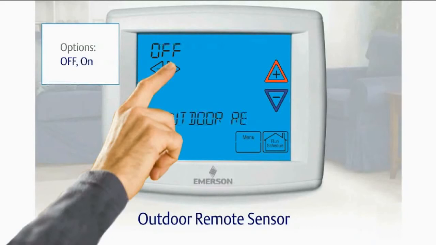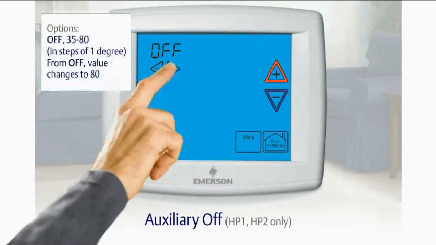Menu item 9, auxiliary off. When condenser is heat pump configured and outdoor sensor is connected, the option of locking out the auxiliary heat based on outdoor ambient temperature becomes available. The default is off, with a selection range of 80 to 35 degrees in 1 degree increments.